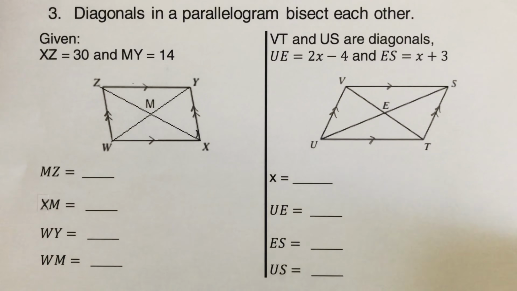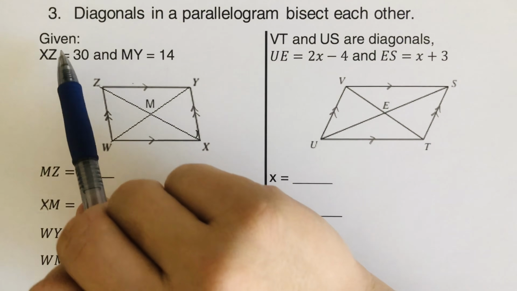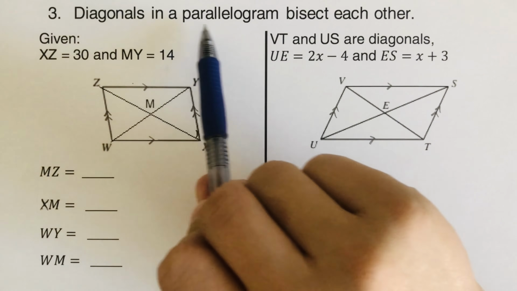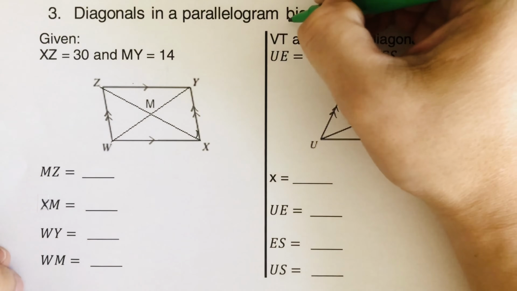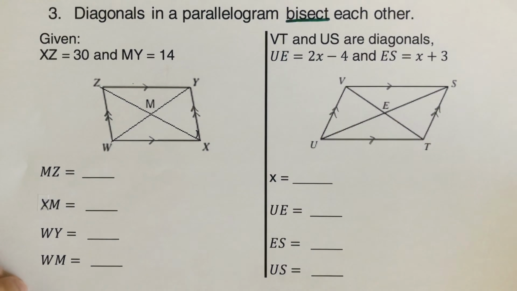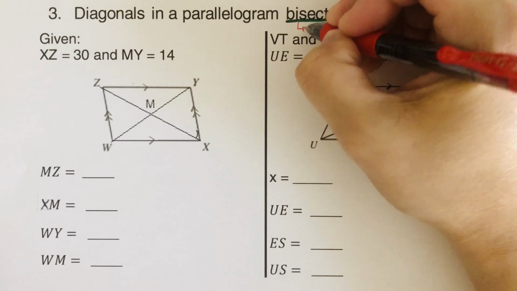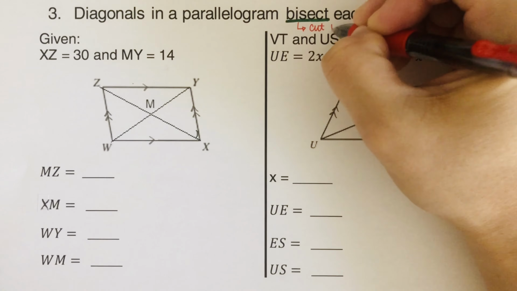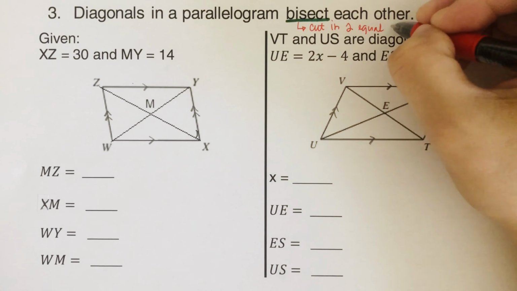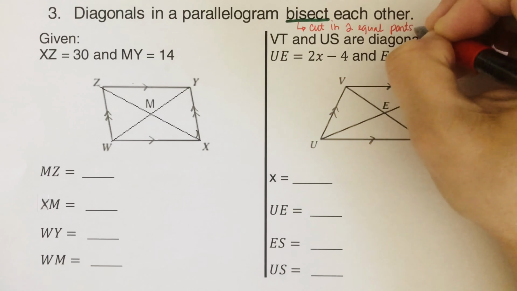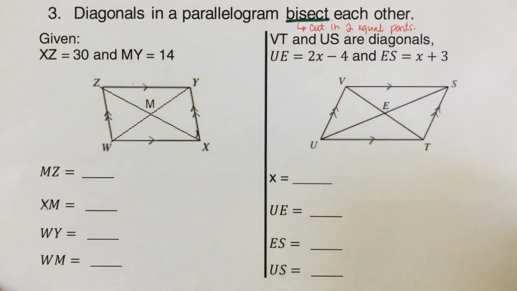parallelogram. Okay, so let's take this first example right here. So, by the way, diagonals in a parallelogram bisect each other. I would want to define what we mean by bisect. Bisect means cut in two equal parts. So that's what we mean by bisect. They are cut in two equal parts, or they're being cut in half.